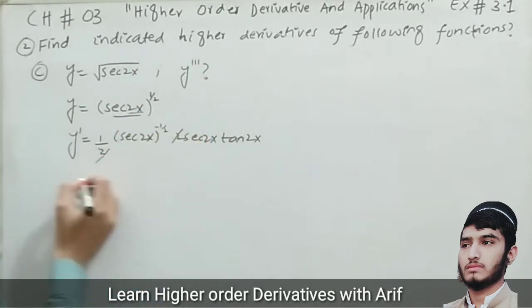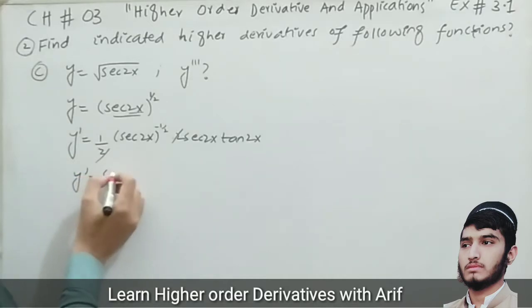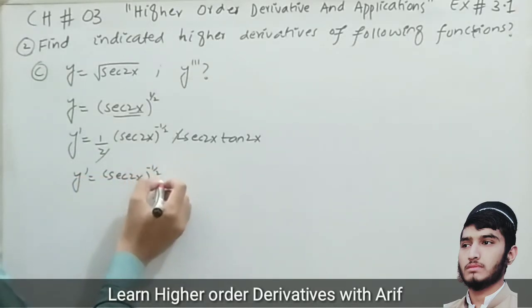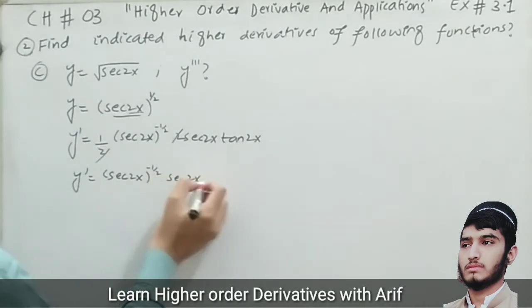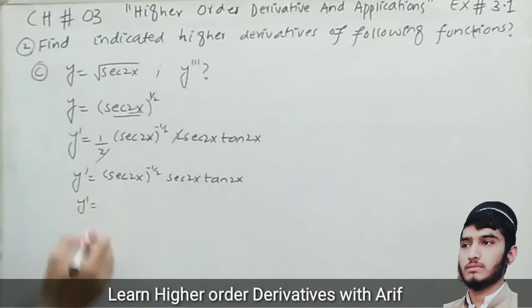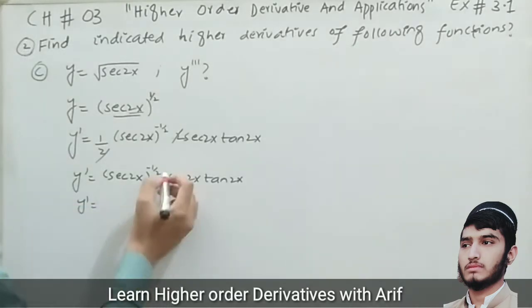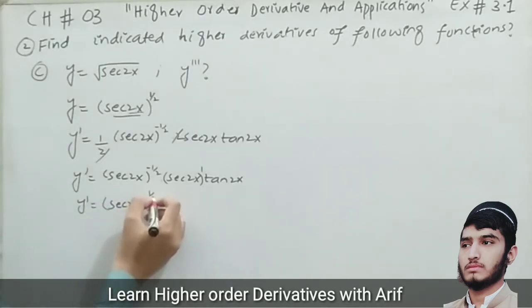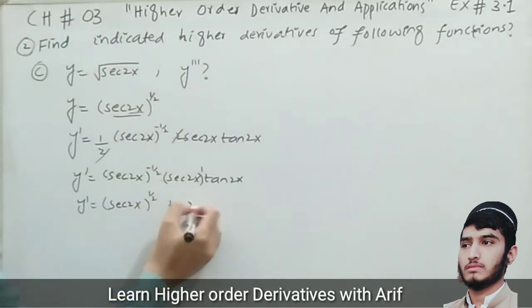The 2 cancels out with the 2, and we are left with y dash equal to minus 1 over 2 times secant 2x whole raised to the power minus 1 over 2, times secant 2x and tangent 2x. So y dash will be minus 1 over 2, and here the secant 2x power is 1, so it becomes secant 2x power 1 over 2 and tangent 2x.